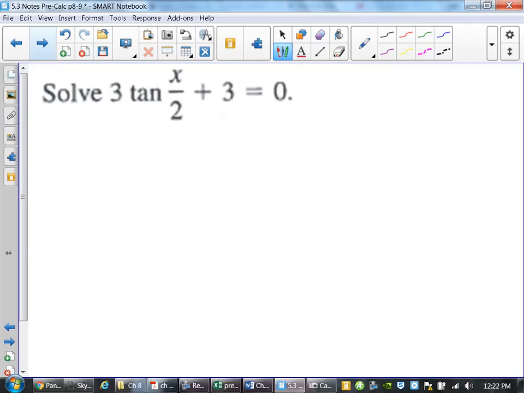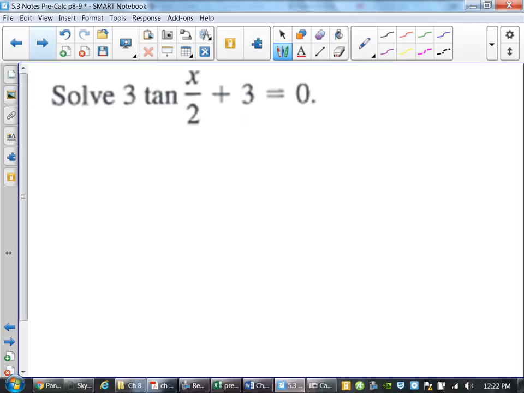Oh, I already had this one. So this one I have 3 tangent of x over 2 plus 3 equals 0. So instead of letting x equal x over 2, I'll say let theta equal x over 2. We'll solve for theta, using a theta substitution or a u substitution if you want. Or just solve it like you would normally, and then at the very end just move the 1/2. Doesn't matter. It all works the same.